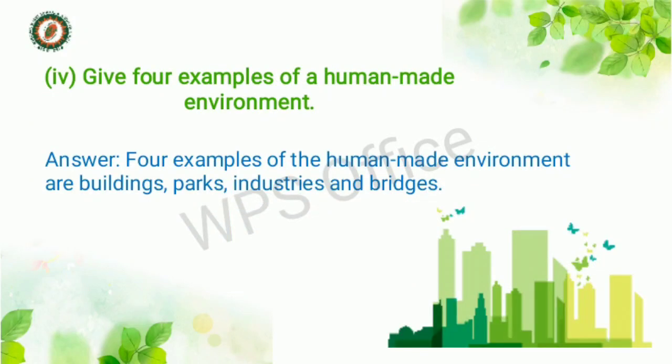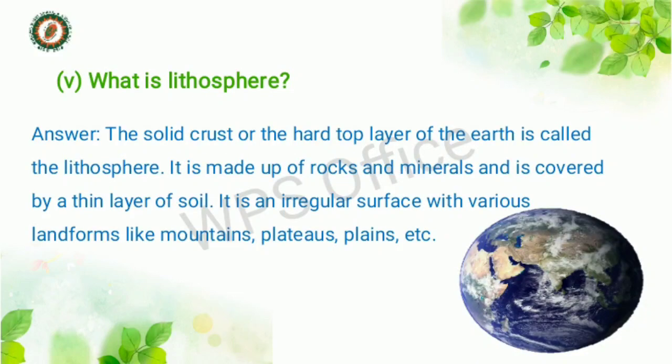Now question number 4. And the question is, give 4 examples of a human made environment. And the answer is, 4 examples of the human made environment are buildings, parks, industries and bridges. That's all from question number 4. Now question number 5.